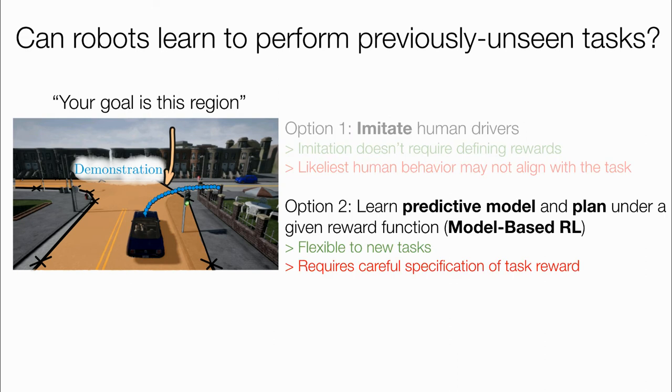If instead we consider learning a predictive model and plan under it, as in model-based reinforcement learning, the method can adapt its plans to different tasks using a provided reward function. However, it relies on the ability of the practitioner to design the reward function, which is very difficult to do in complex settings like autonomous driving.